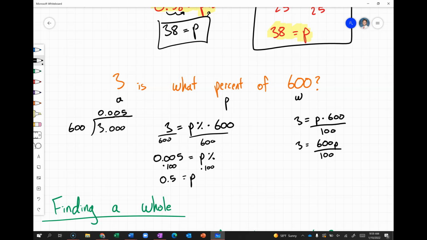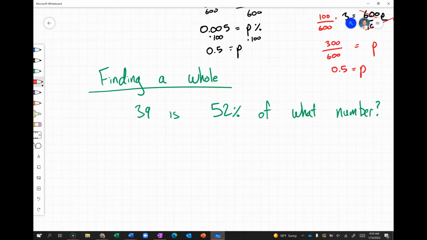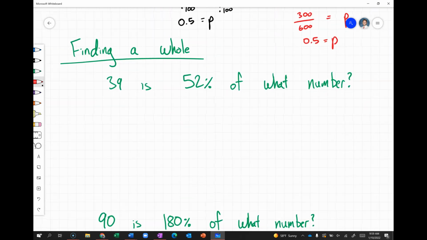Or on the right, you've got 600P over 100. So we can multiply by the reciprocal of 600 over 100 to isolate P. So that would be multiplying by 100 over 600. That would give us, right, we've isolated P here, and then we have 300 over 600, which simplifies to 1/2, or 0.5. So we get 0.5 equals P. So 3 is 0.5% of 600.